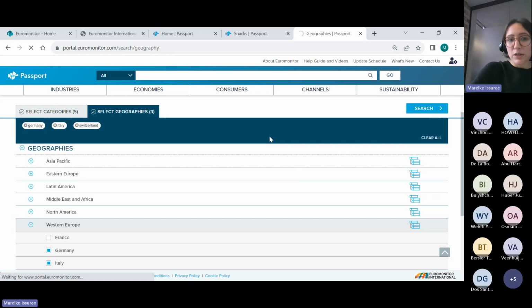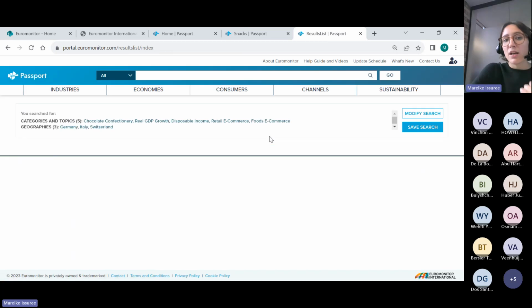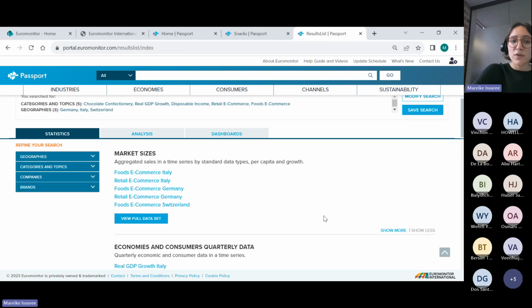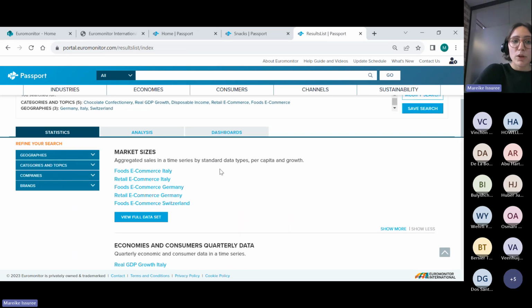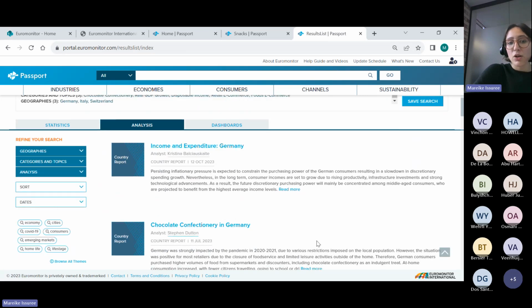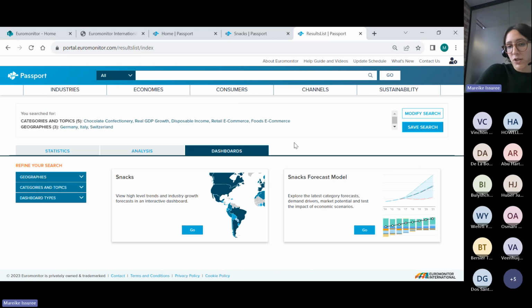What's really nice about the search tree is that it will give you now all the data and reports related to the categories and the geographies that you've selected. And it's all in one place. It not only gives me the market sizes, but it also gives me the analysis, so all the related country reports, as well as all the related visualization tools.